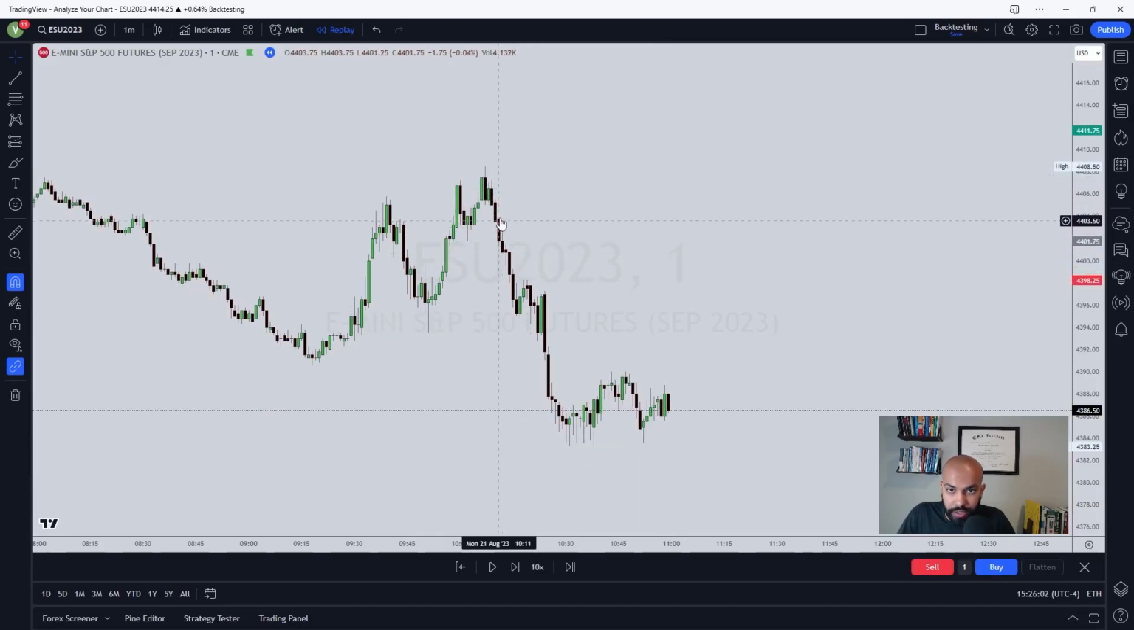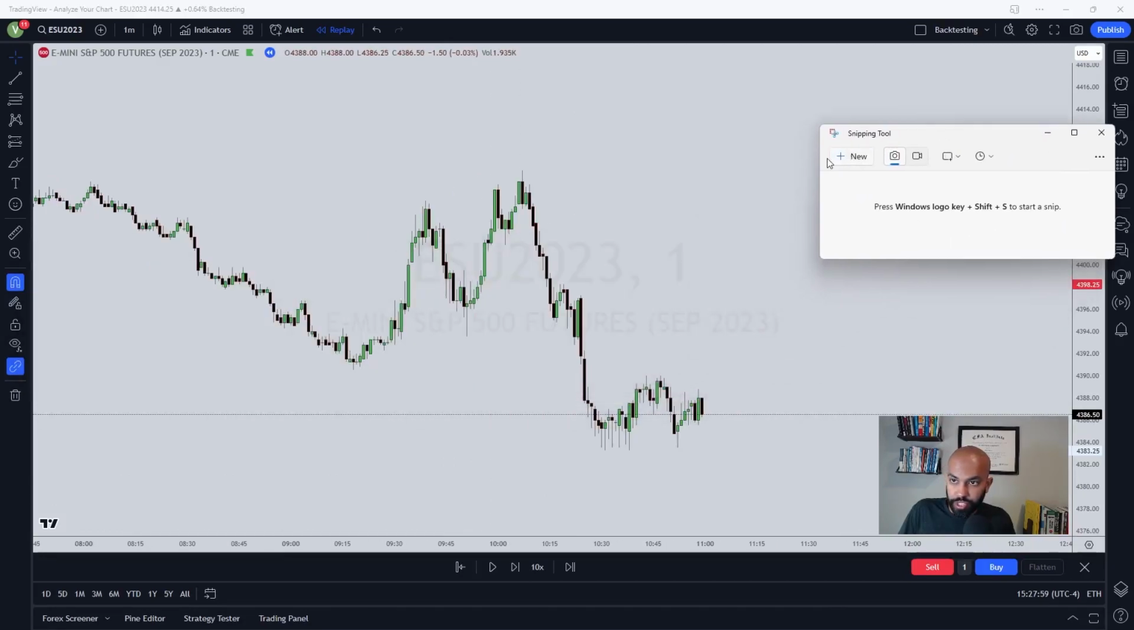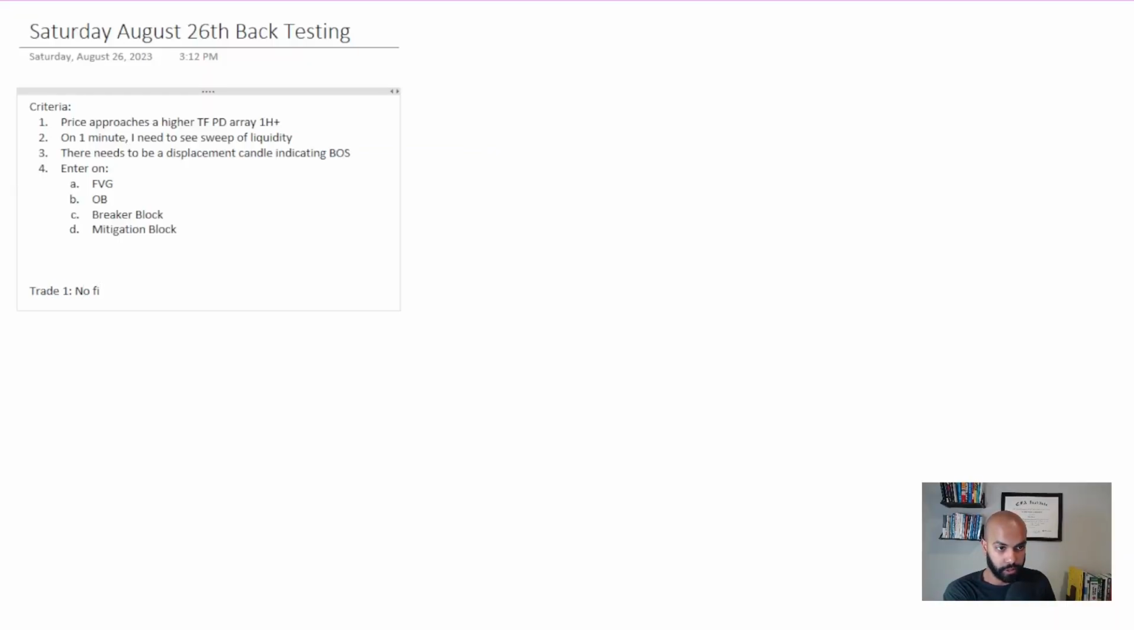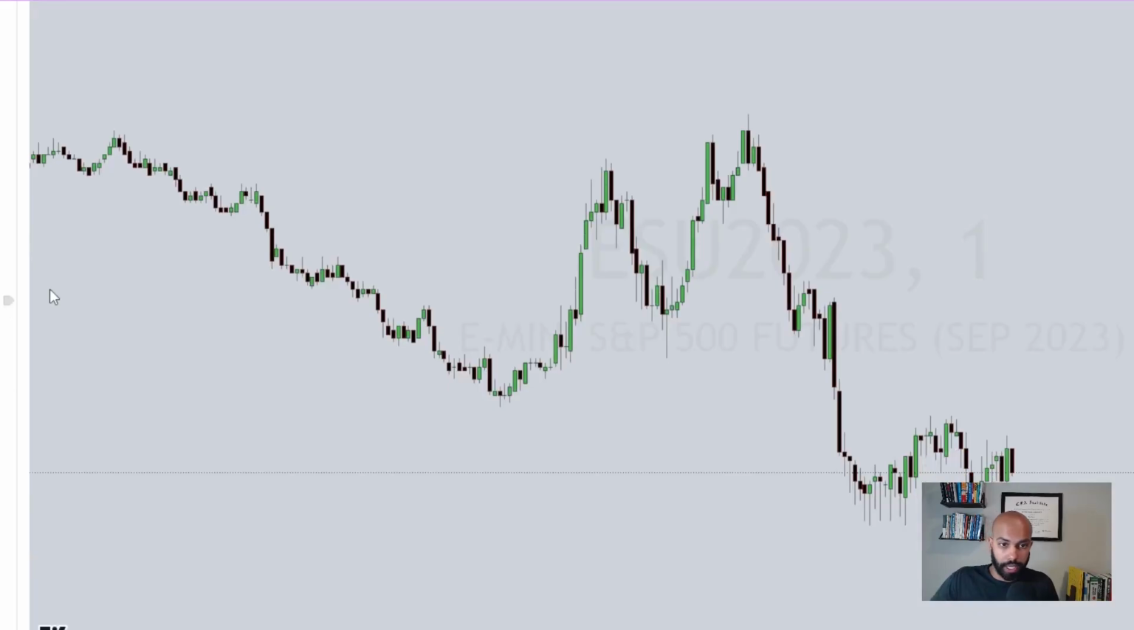So 2 parts. There's a fair value gap. There was no entry here. There is an order block, and right here still there was no entry. There is a breaker block here, still no entry. And so all this means is there was no entry here. So what I do is I would screenshot this and put it in OneNote. Trade 1, no fill, no entry model. And then I'd screenshot it.